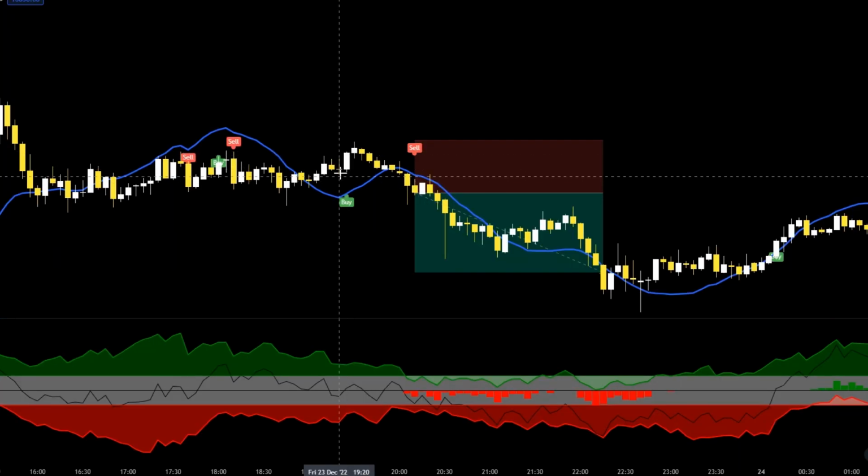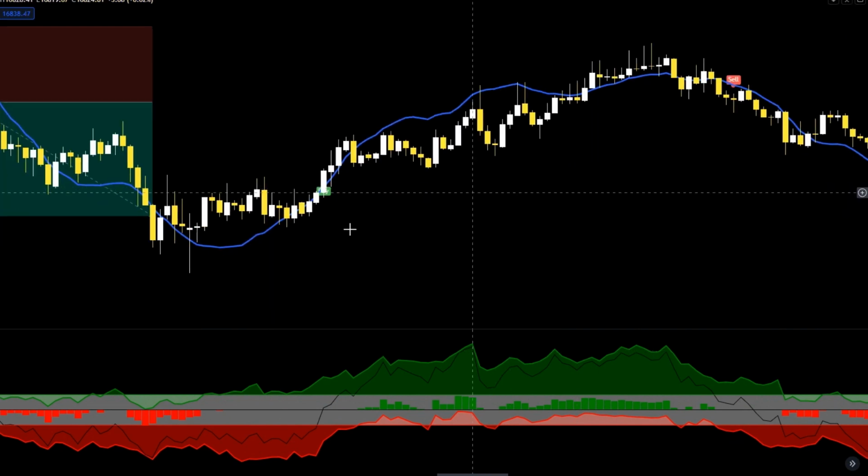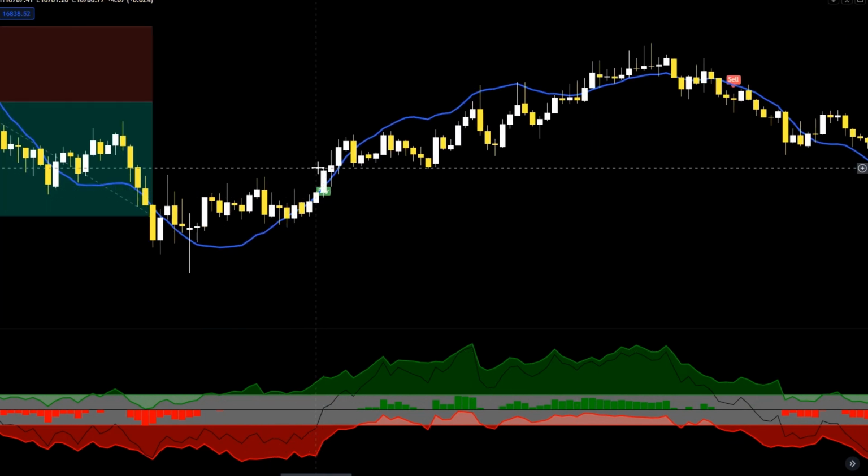Then we had a buy right here. Zero lag agreed, but the histogram down here didn't paint any green. So we would have avoided this trade too. And you can see we had a green buy here that did close above the zero lag line, but there was no green histogram yet.